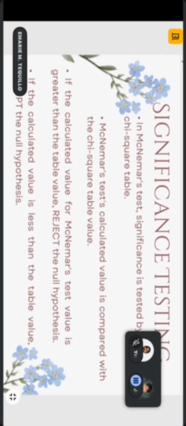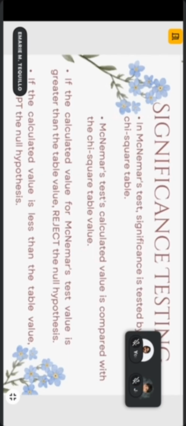Significance testing. In McNemar's test, significance is tested by the chi-square table. So McNemar's test calculated value is compared with the chi-square table value. If the calculated value for McNemar's test is greater than the table value, reject the null hypothesis. And if the calculated value is less than the table value, accept the null hypothesis.